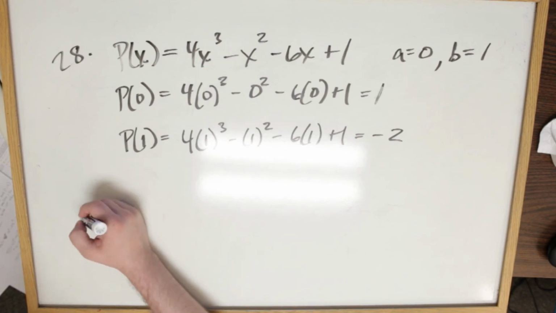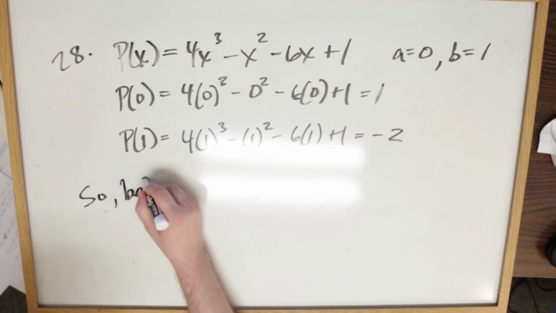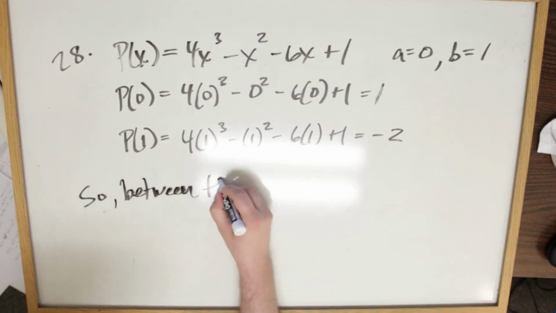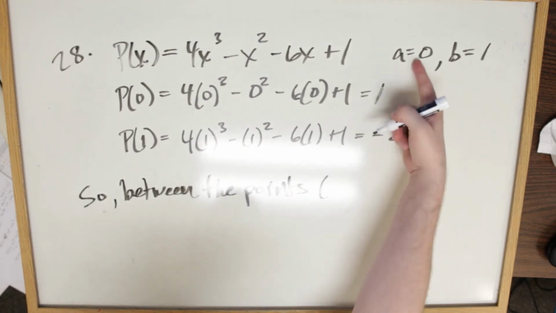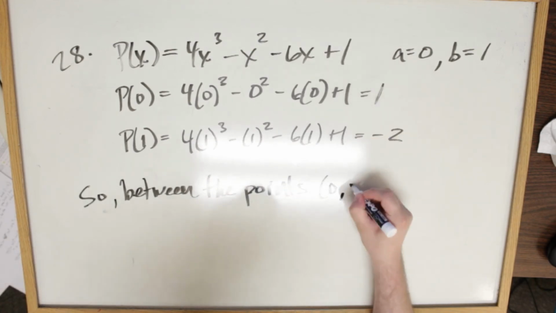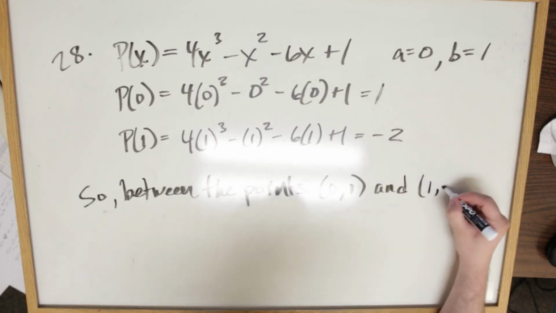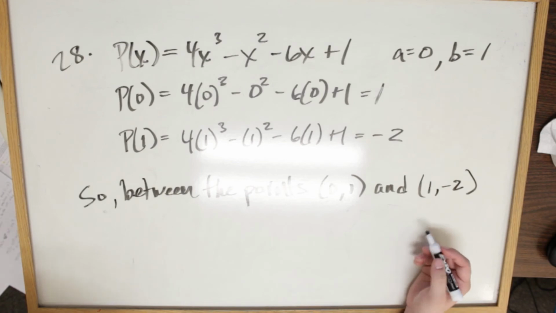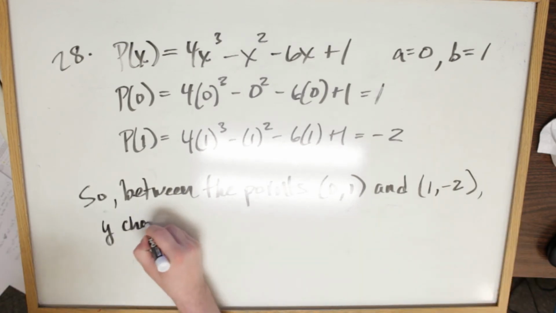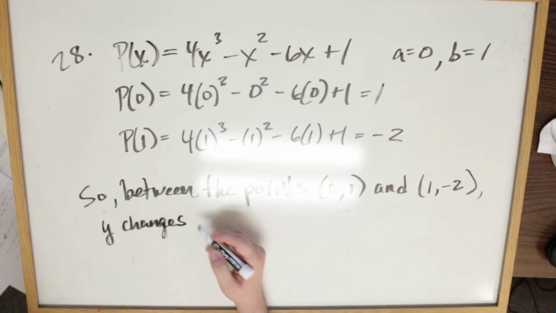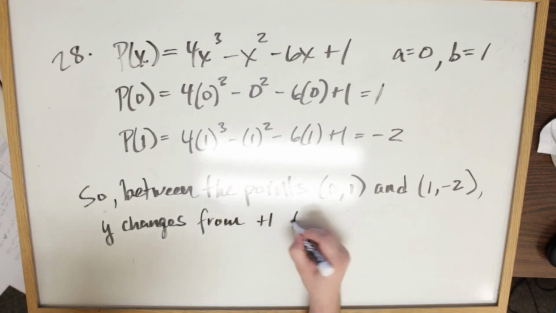A lot of times when we're proving stuff, it's good to write everything out. So between the points a is 0, 1, and 1, minus 2, y changes from positive 1 to negative 2.